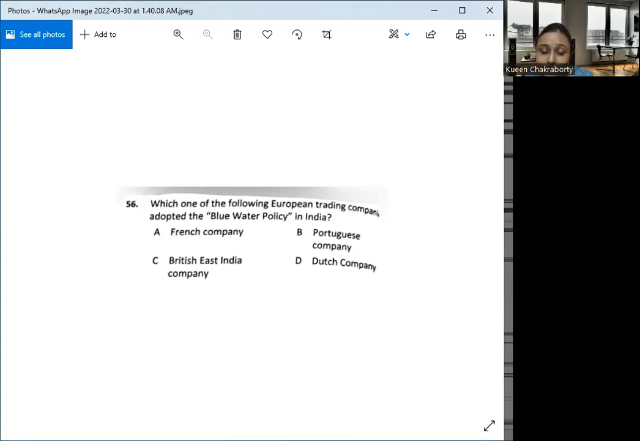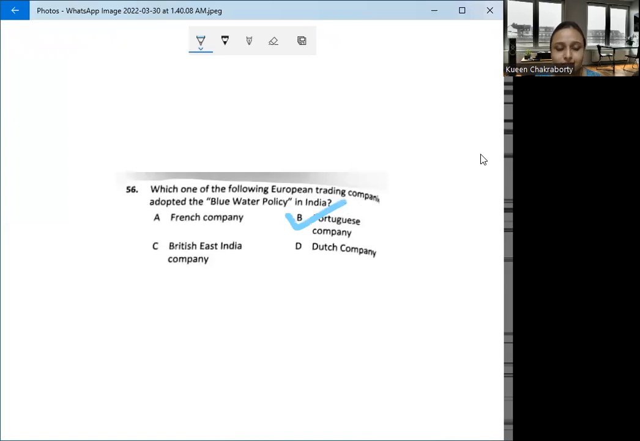Francisco de Almeida became the first Portuguese viceroy in India to initiate the blue water policy, which aimed at Portuguese mastery of the sea and confined the Portuguese relationship with India only to trade and commerce. So the correct answer is Portuguese company and Francisco de Almeida. So the correct answer is option B, Portuguese company.